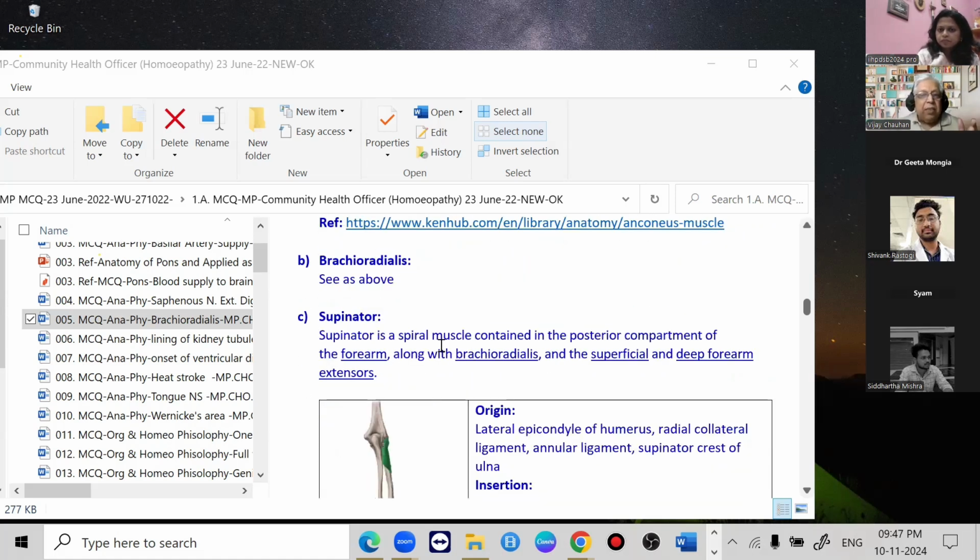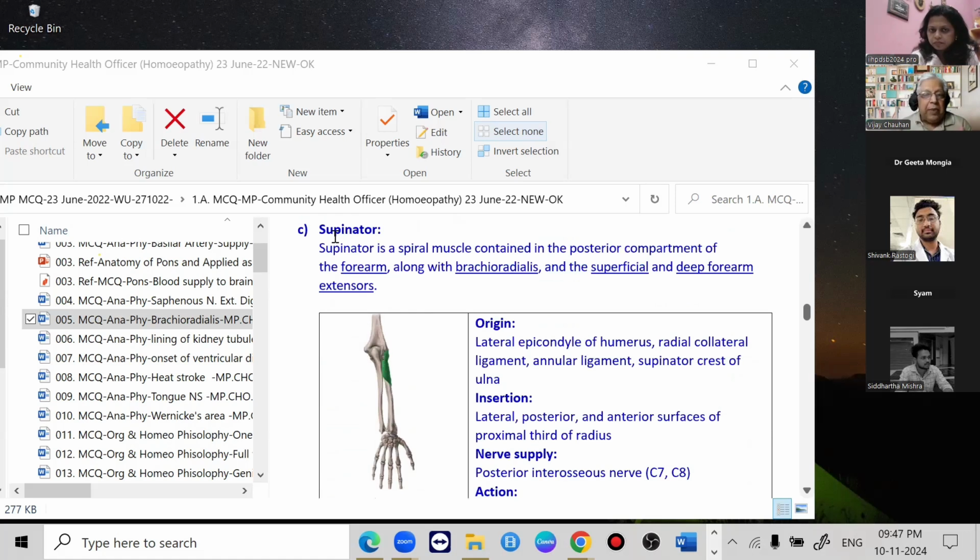Brachioradialis we have seen. We would like to see the supinator muscle. Now for supinator muscle, see this diagram. Supinator is a spiral muscle contained in the posterior compartment of the forearm. This is upper arm, this is forearm, posterior compartment of the forearm along with brachioradialis and the superficial and deep forearm extensors.